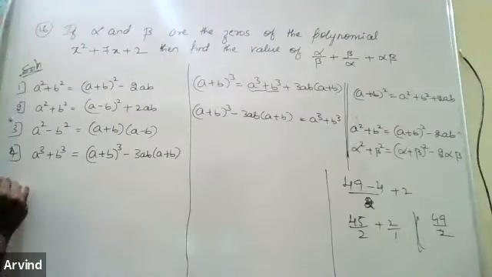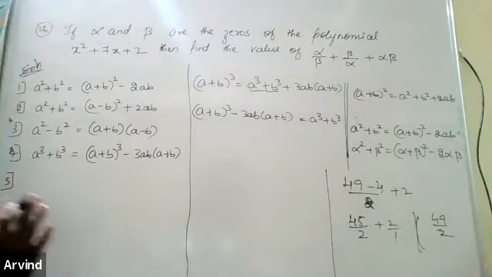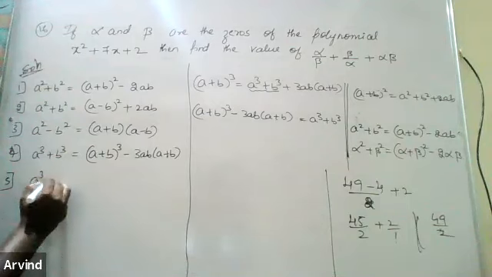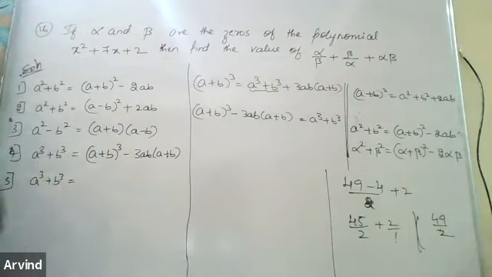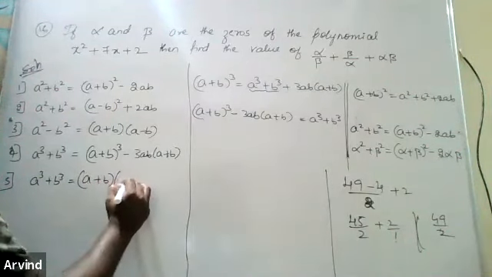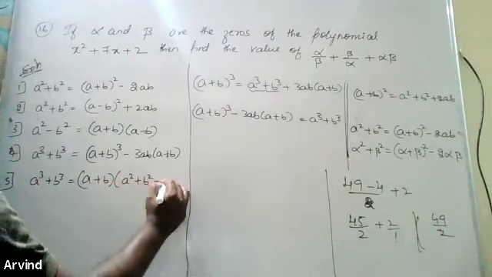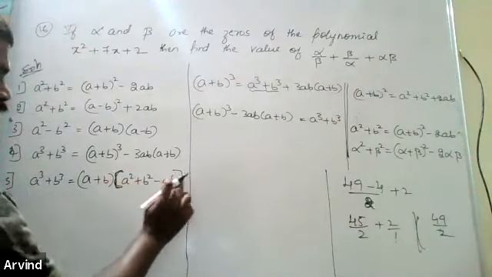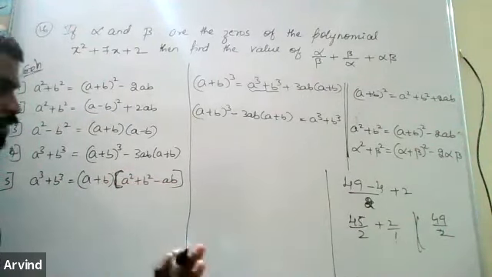Next, there is another formula for that. I'll give it now itself because in trigonometry I'll be using it. a cube plus b cube, you can also write it in this form: a plus b into a square plus b square minus ab. I won't use this formula for this chapter, but I've given it so you remember.